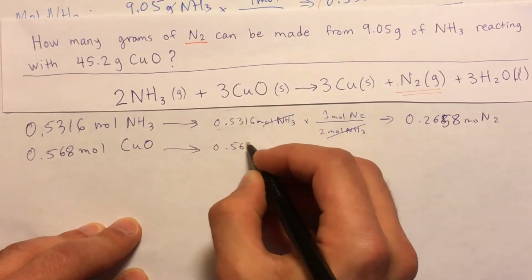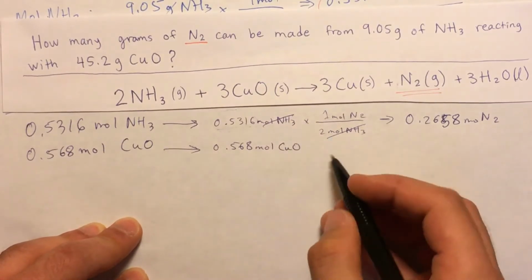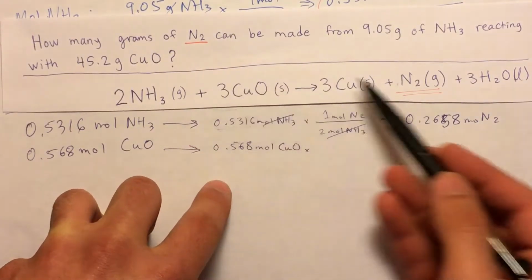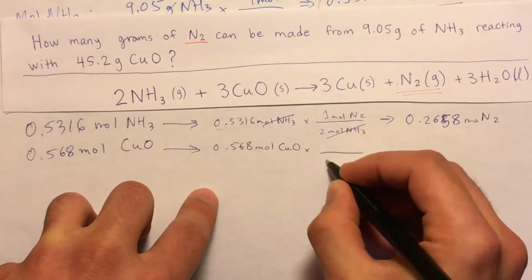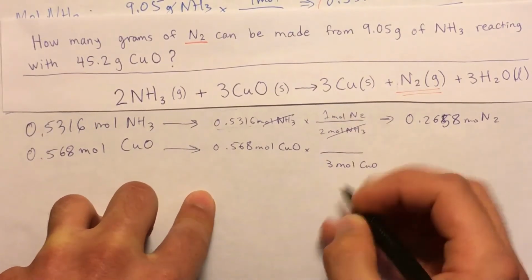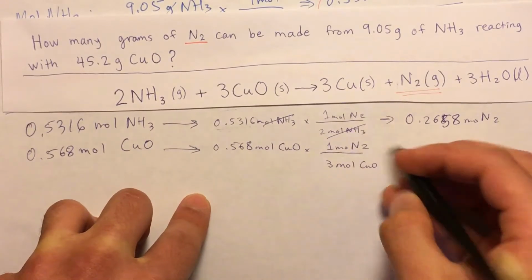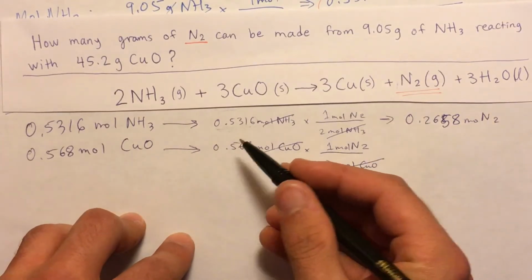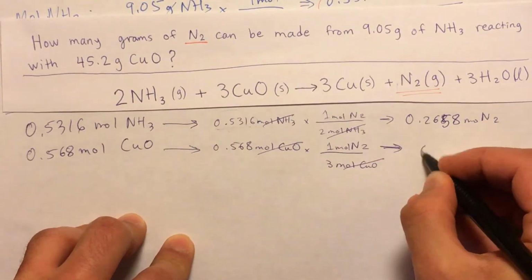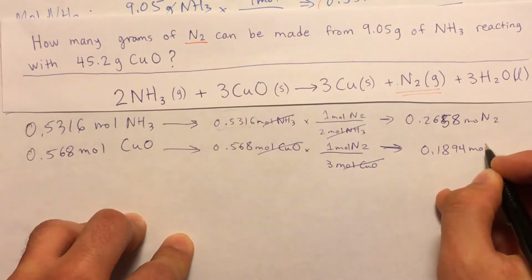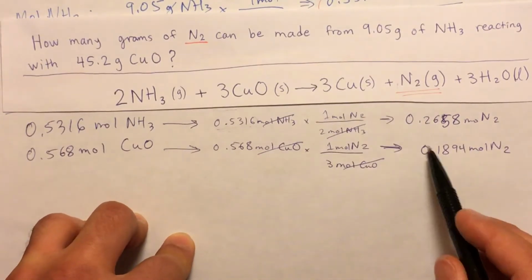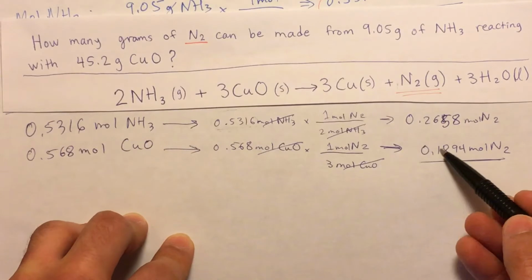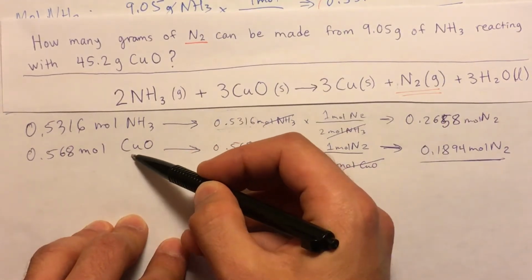For this one, same thing. You have 0.568 moles of copper oxide. How many moles of N2 could you make? You see the conversion factor: there are 3 moles of copper oxide for 1 mole of N2. The moles of copper oxide cancel out, and you're left with moles of N2. So you're just dividing that number by 3, and that would give you 0.1894 moles of N2. Now, what is the least amount of N2 we could make? That would be this number right here. Therefore, copper oxide would be our limiting reactant.